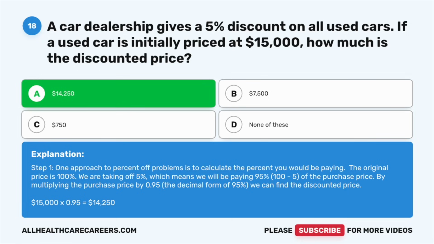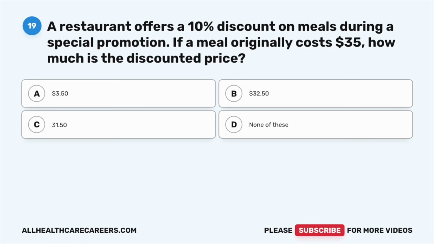Step 1. One approach to percent off problems is to calculate the percent you would be paying. The original price is 100%. We are taking off 5%, which means we will be paying 95%, 100 minus 5, of the purchase price. By multiplying the purchase price by 0.95, the decimal form of 95%, we can find the discounted price. 15,000 times 0.95 equals 14,250.